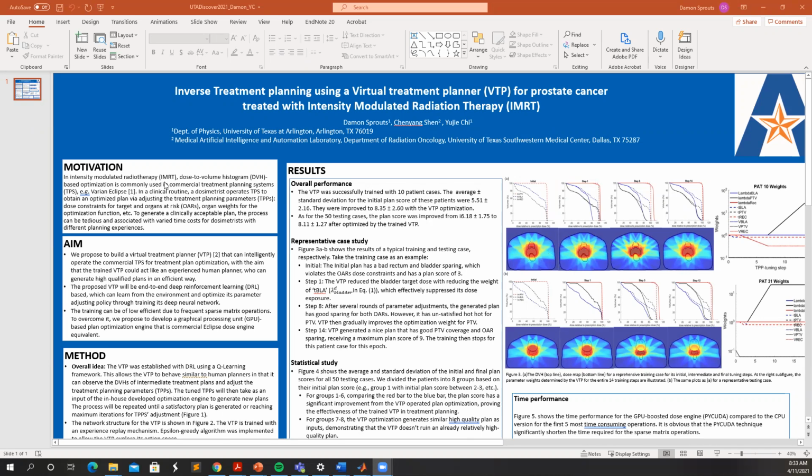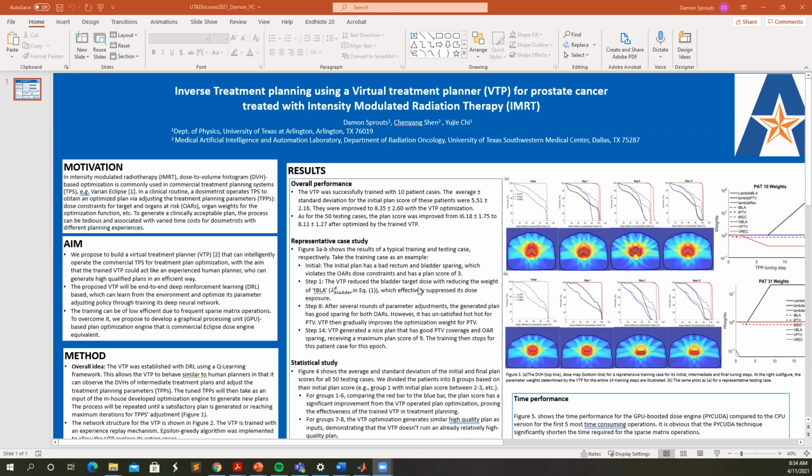In commercially available use, they use dose volume histogram based optimization, which is basically this chart here, where the X is dose. It's in percentage, so 100 would be the prescribed dose of 79.2 gray. Here is the volume percentage, the volume that gets that dose.